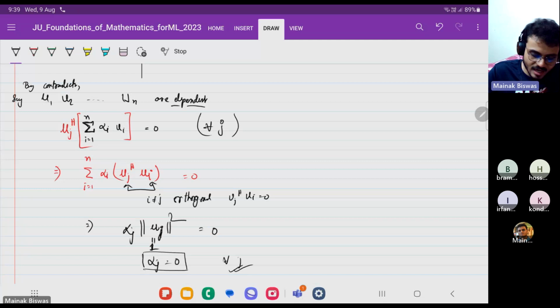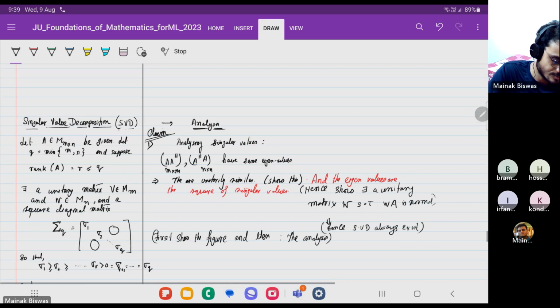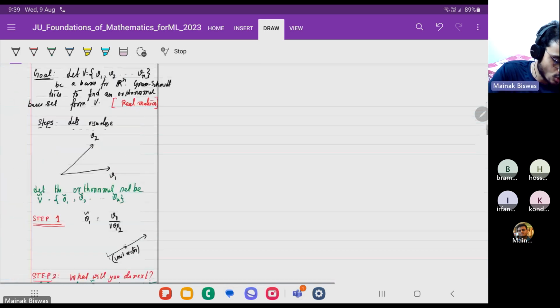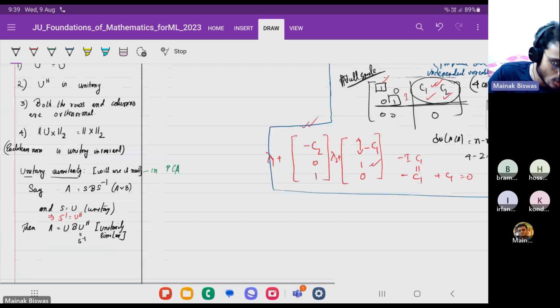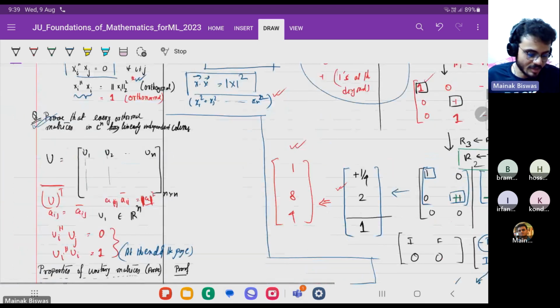So do you see that thus they are all independent. Good. So we have only 2 topics to discuss before we go to the applications. So we'll do them one by one.